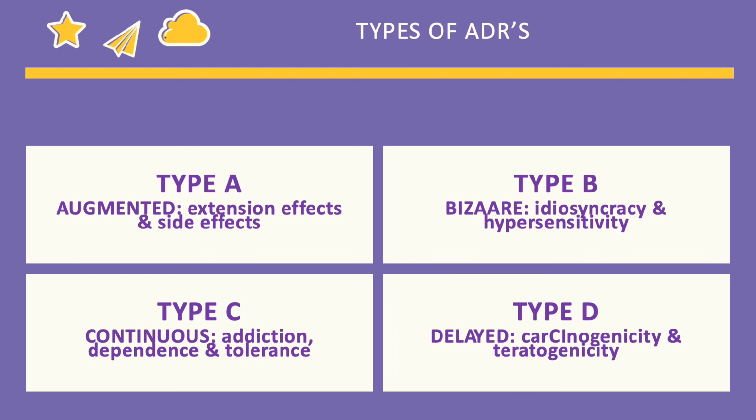Teratogenic substances, on the other hand, are drugs or medications or chemicals that can cause congenital malformations or birth defects. So for teratogenic drugs, an example is carbamazepine and valproic acid. So these two drugs can cause neural tube defects.